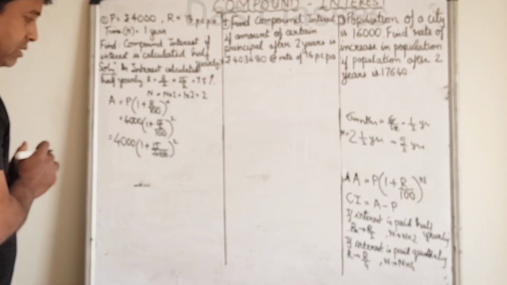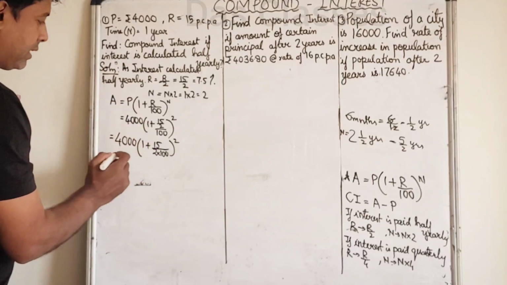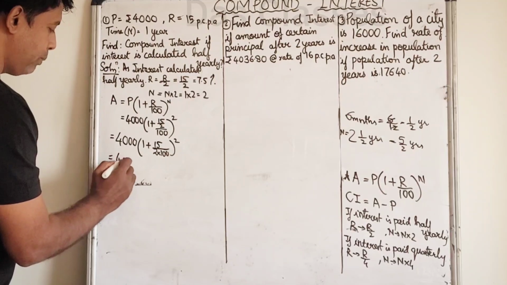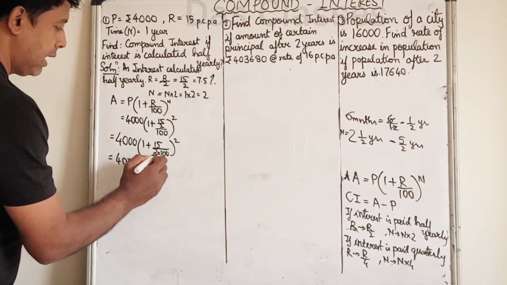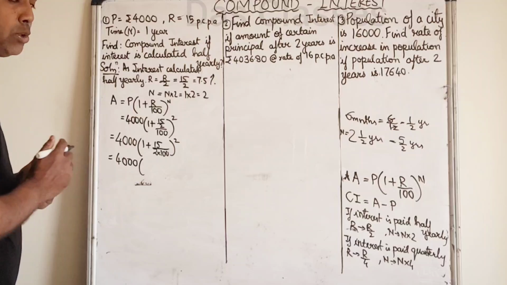Now don't try to cancel this, okay? Don't try to cut this and put it into decimal, it becomes complex. So just keep it like this. And so 1 into 2, 2 into 100 is going to be 200.